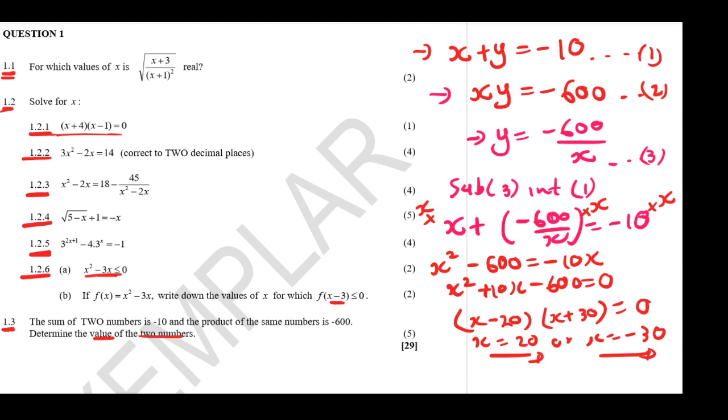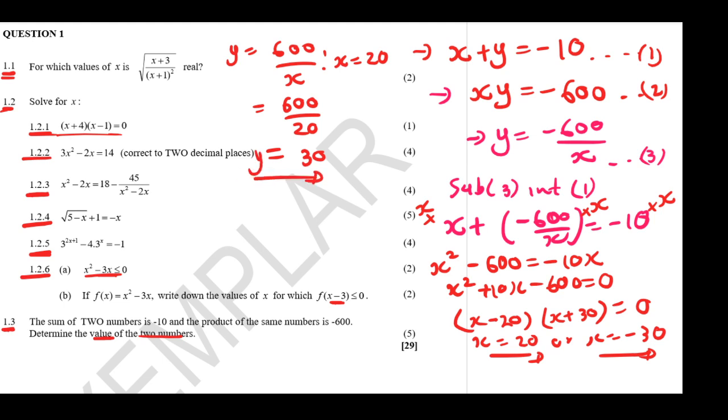Now we need to identify the solutions of y. So y equals minus 600 over x, remember that. But here we got x equals 20, so we substitute that 20, so it's minus 600 over 20, right? Which is 30, so it's going to give you 30. So y equals 30, right? Or another solution of y equals minus 600 over x. In this case, x equals minus 30, right?